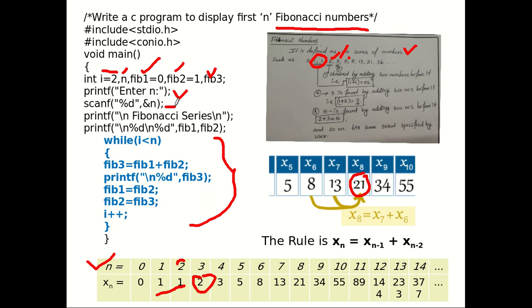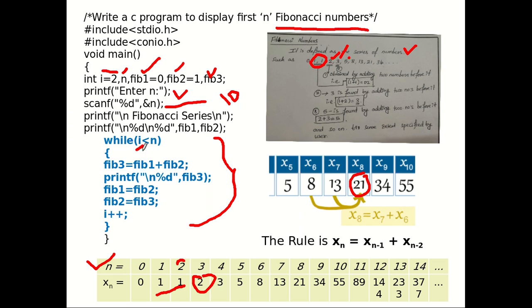Next we are reading, for example, suppose I want to find a Fibonacci series of 10 here. If I enter 10, then 10 Fibonacci numbers I want to find, that is the meaning. So next, first we are checking a condition. Here it will display the first Fibonacci number and second Fibonacci number.